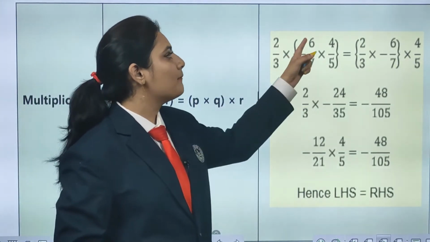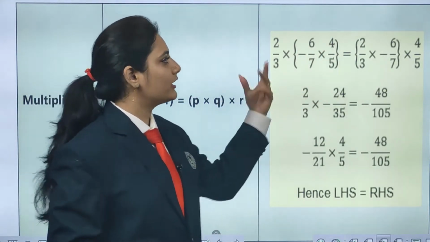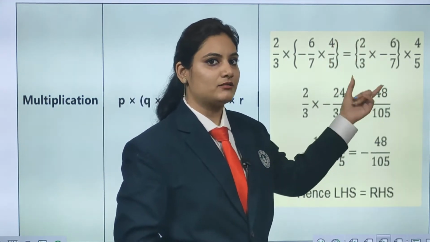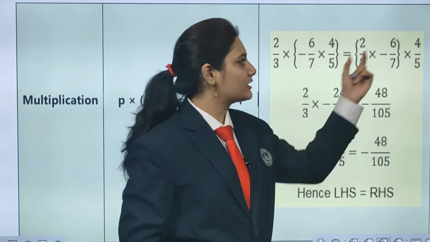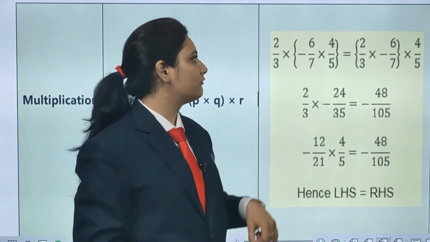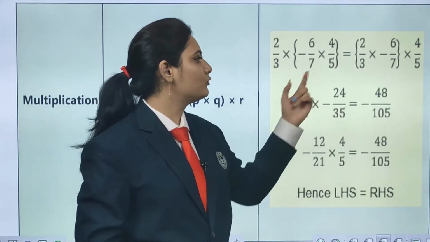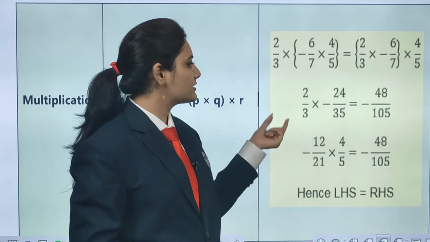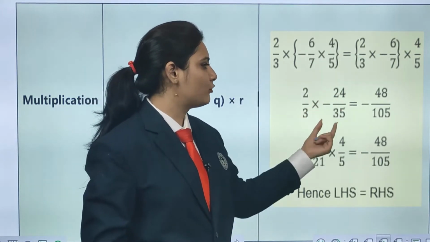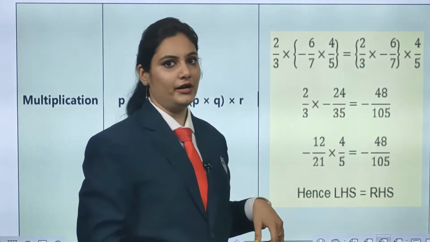2 by 3, minus 6 by 7 and 4 by 5. On the right hand side, P and Q, see 2 by 3 and minus 6 by 7. This we have taken first and then 4 by 5 is the next one. So first we will solve this. Minus 6 into 4 it is minus 24 and 7 into 5 it is 35. So first step it is 2 by 3 into minus 24 by 35. Answer is minus 48 upon 105.